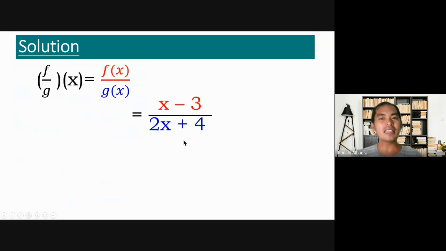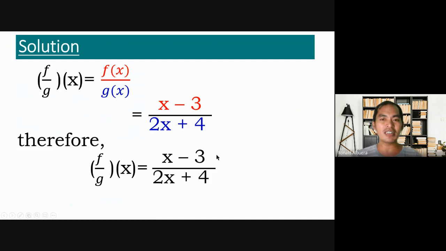That's already in lowest term because x minus 3 is already prime and 2x plus 4 is already prime. When I say prime, ang pwede lang niyang factor ay yung sarili niya at 1. So therefore, f over g is equal to x minus 3 over 2x plus 4. Express mo lang as fraction, kasi wala siyang common factor sa numerator and denominator. So meaning, yan na ang sagot.